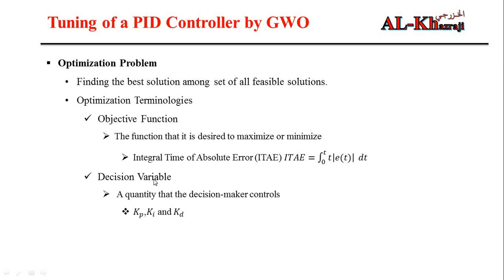Now the decision variable is also one of the most important terms in the optimization problem, which is the parameter that the decision maker controls. In our case, we have KP, KI, KD, three decision variables. We need to decide the values of these variables in order to minimize our objective function. And also we need to know the search space of the KP, KI, and KD.